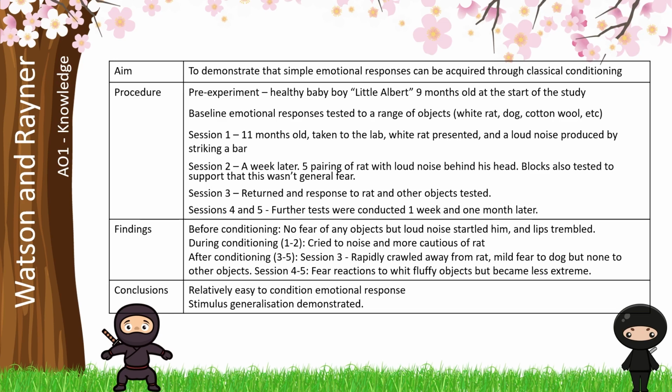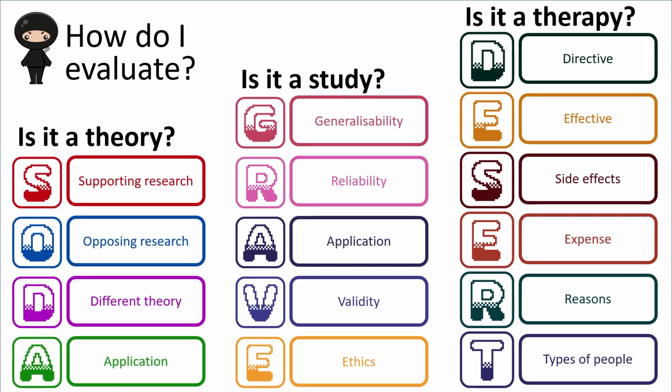You also want to talk about here the baseline emotional responses were tested and that little Albert showed no responses to the stimuli. You can then work through each of the 5 sessions explaining what happened. For the findings, I would go back to before, during and after conditioning as a process that we've already learned in relation to classical conditioning. 2 conclusions here, that it was relatively easy to condition the emotional response of fear, but also stimulus generalisation was demonstrated, that Albert started with a fear of white fluffy rats, but that was then generalised across lots of different white fluffy objects.